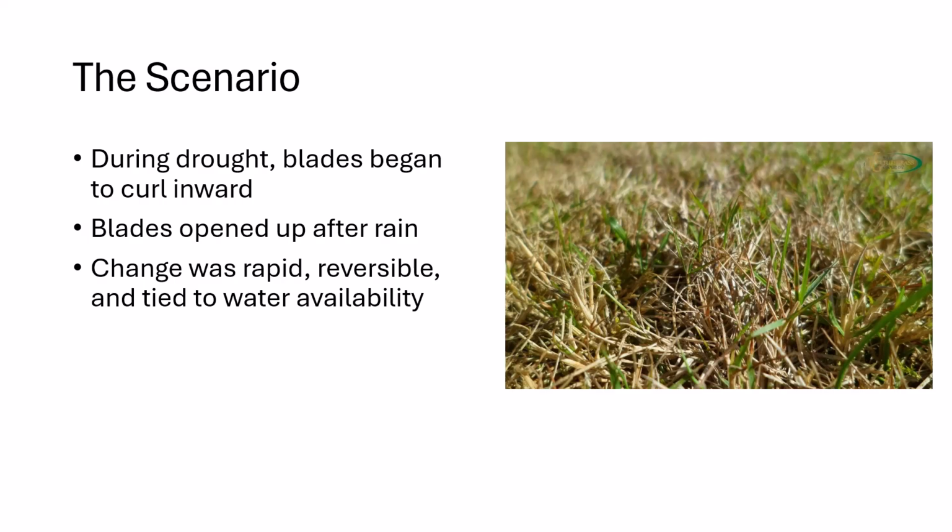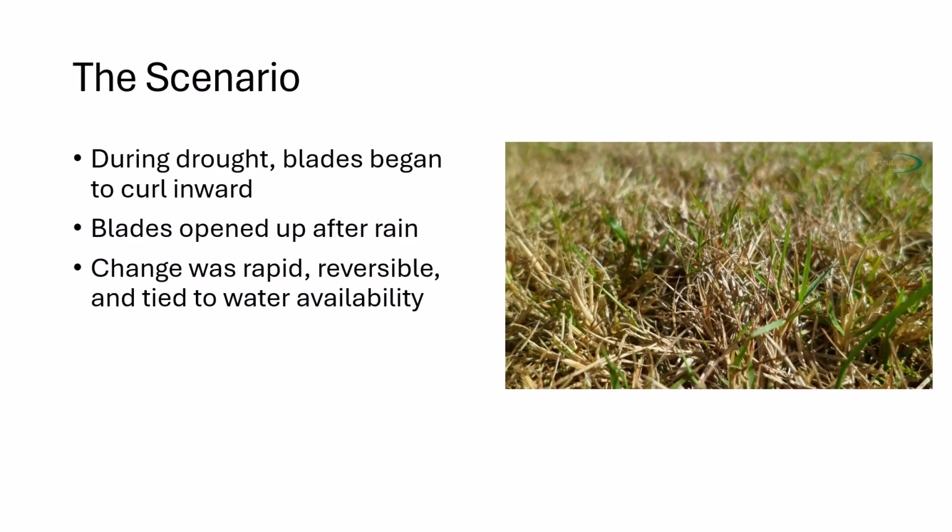Alexandria noticed that during an extended period of high temperatures and low rainfall, her grass blades began to curl inward toward the midrib and looked rolled or closed. After a heavy rain, the blades returned to their normal open shape. This tells us the change was rapid, reversible, and tied directly to water availability.